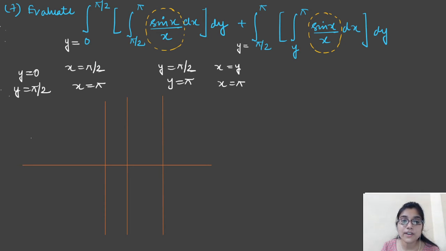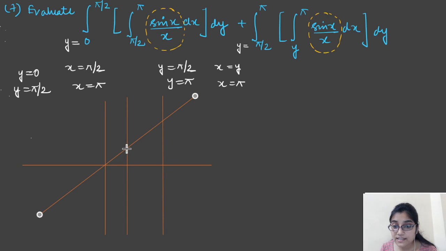So next what we have to do, we have to draw a line which is our x is equals to y. So this is going to be our x is equals to y line. Next what we will do, we will draw a line which is y is equals to pi by 2, and then we have y is equals to pi.